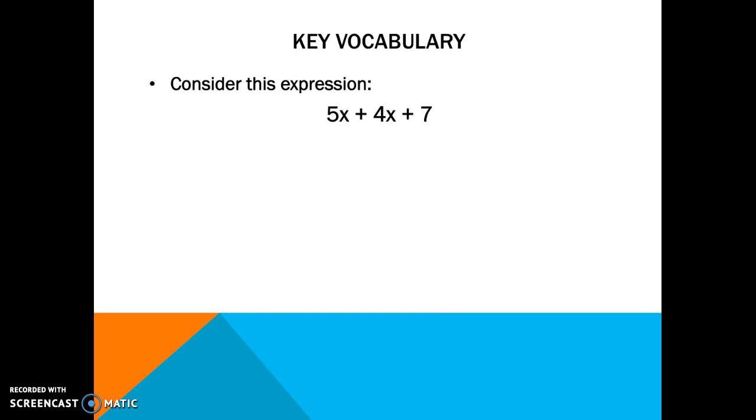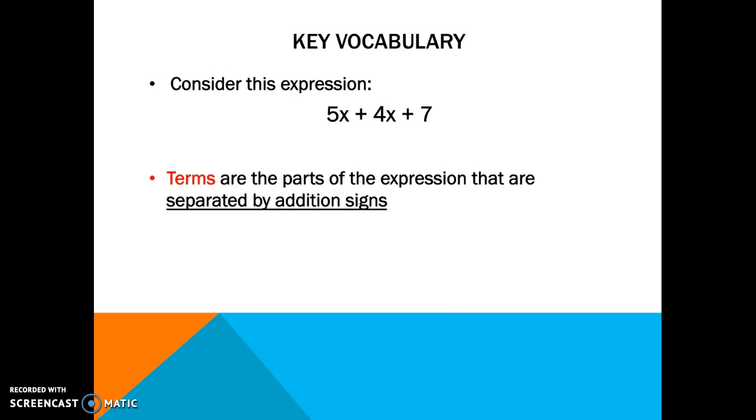So first, we want to think about this expression. We have 5x plus 4x plus 7. The word term means terms are the parts of the expression that are separated by addition signs. If we look at this expression, we notice that we see a couple of operations. We see addition, and then I see multiplication. So 5 times x and 4 times x. What do we think are the terms in the above expression?